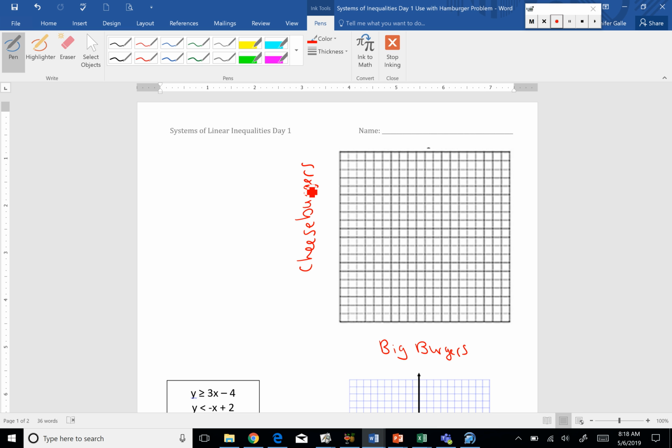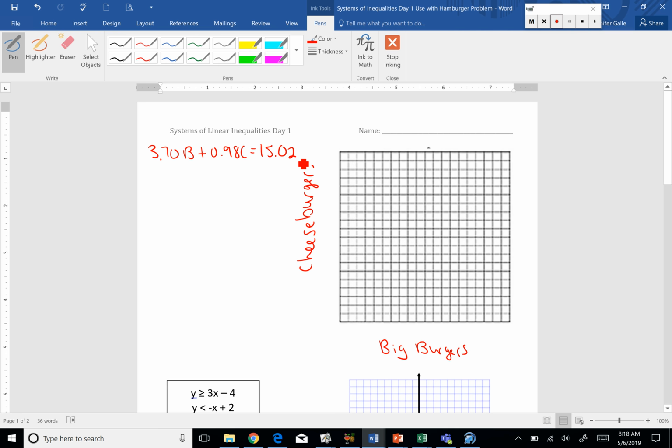And we're just going to have our scale go by ones. And so our first equation, I'm going to go ahead and just jot that over here. 370b plus 98c is our $15.02.